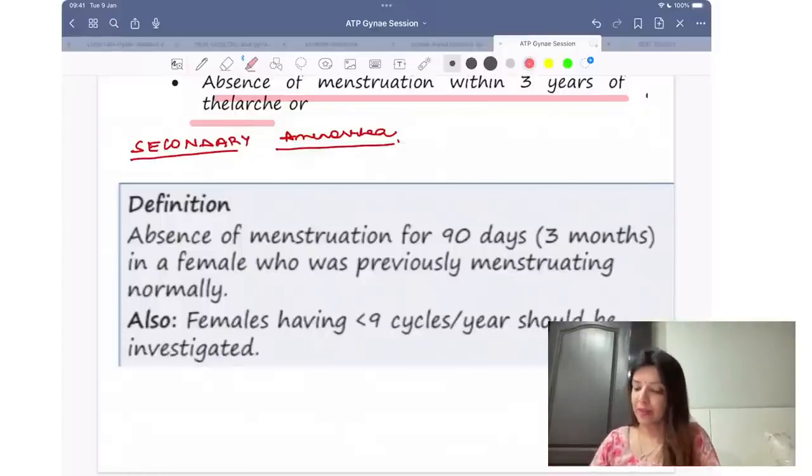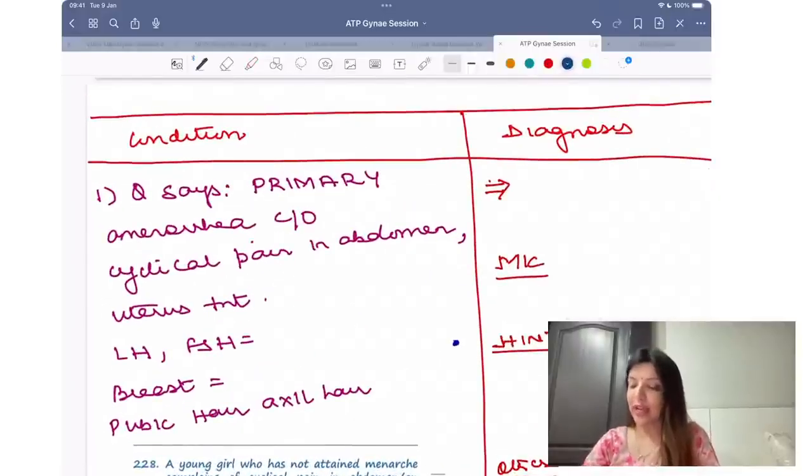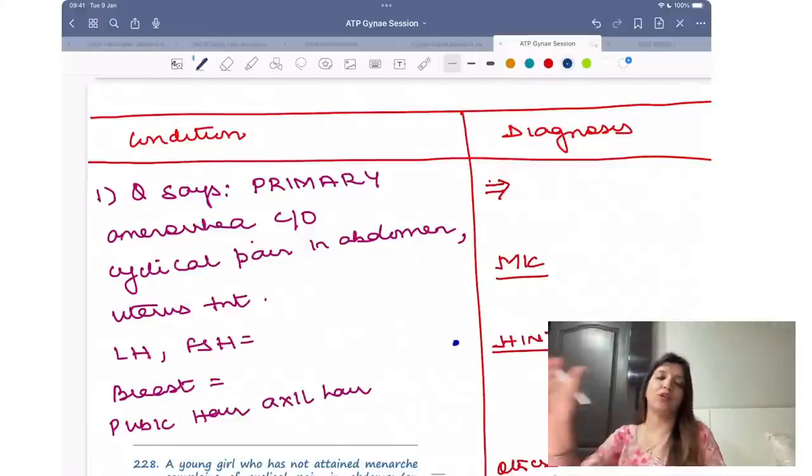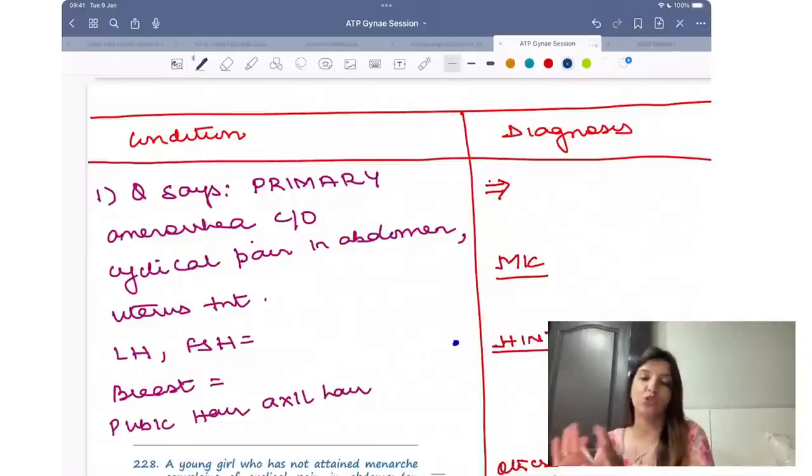Okay? Now, how will you answer questions? I know this is again a pain point for all of you, how you are going to answer questions related to primary amenorrhea. So I'm going to make it again very easy for you. I'm going to make you write in a tabulated form that if this comes in the question, then this will be the answer. So we are going to learn it like maths multiplication tables, that if this is given in the question, then my answer has to be this.